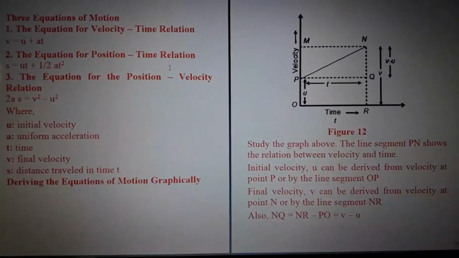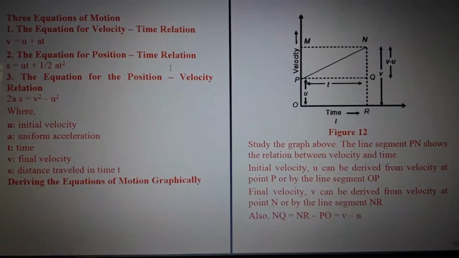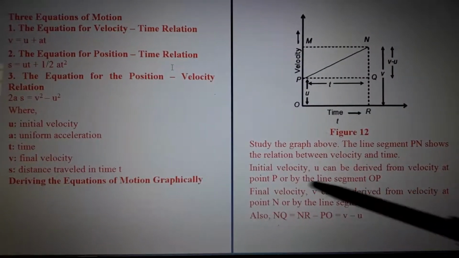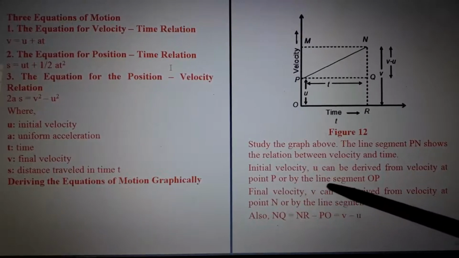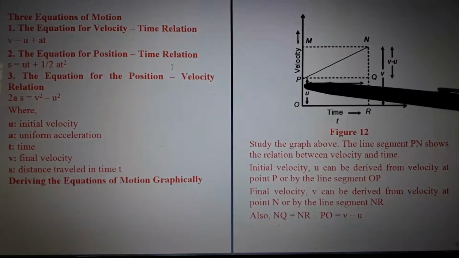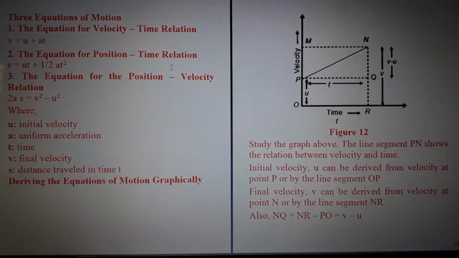Easily we can find. Some fluid is happening. Okay, fine. So let's see. Initial velocity you can derive from the velocity at point P, or the line segment OP. So this is the point of initial velocity. So OP gives the measurement of initial velocity.